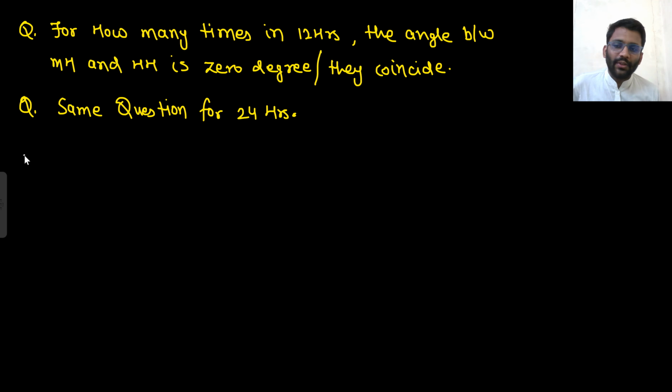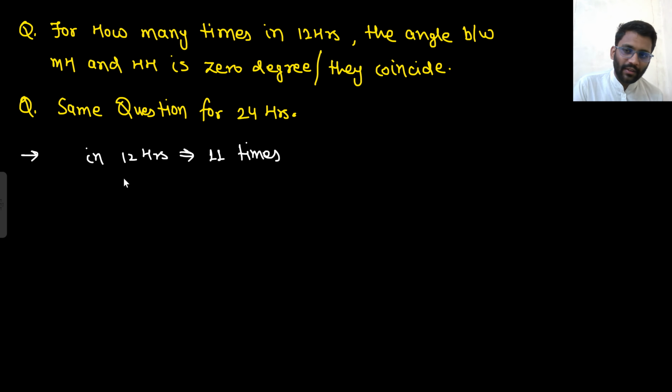So tell me, if you know, in 12 hours, how many times do they coincide? Most of you already remember it. In 12 hours, how many times do they coincide? 11 times. And in 24 hours, they coincide 22 times. Now, why so? Let's start.